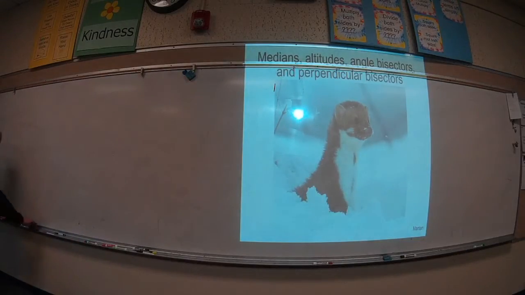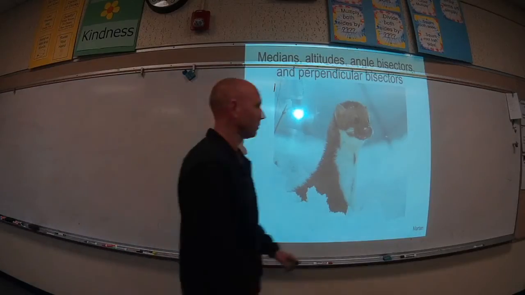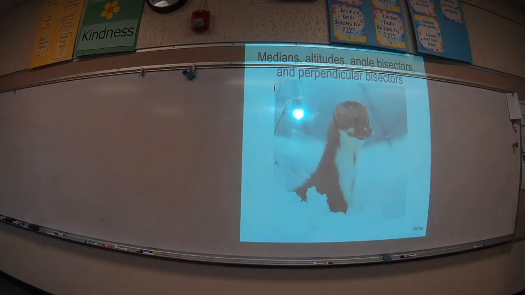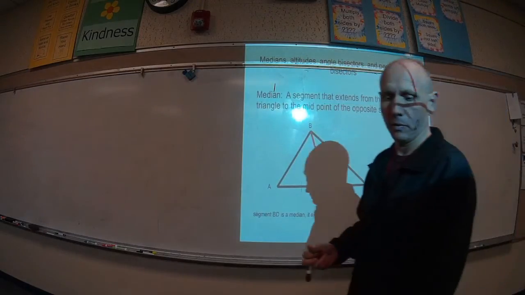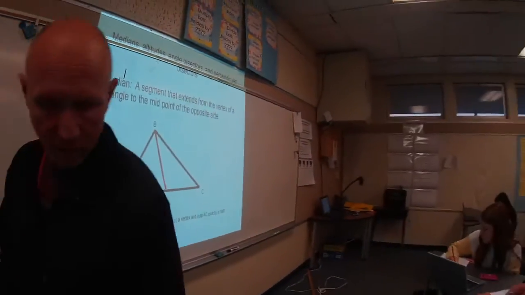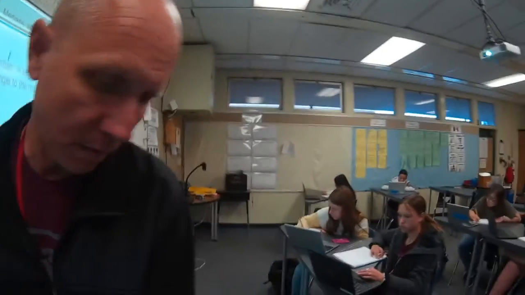So let's start with median. Boxes. Yeah, 4 boxes per page. It just keeps it organized. I'm stuck. There, I'm unstuck.